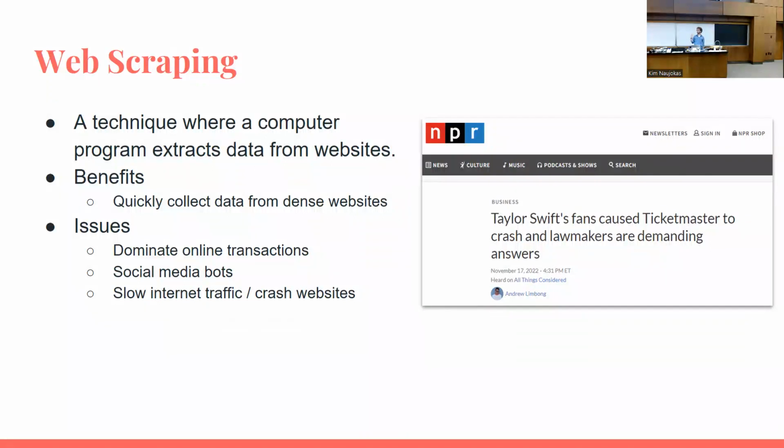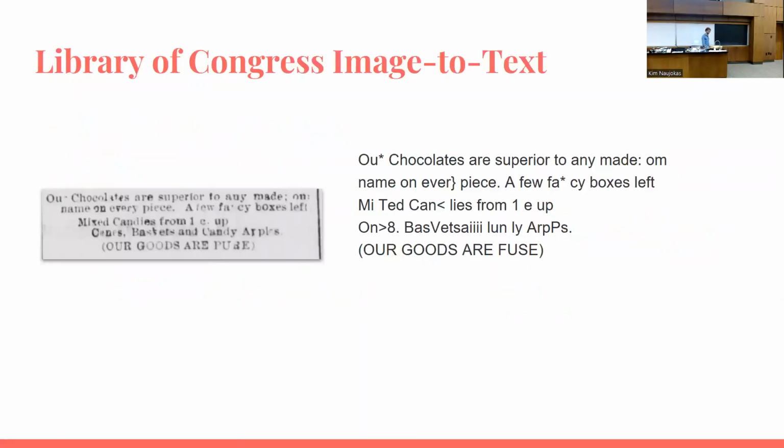All right, once we get our web scraper up and running, we're able to pull down our data and see what we're working with here. And what our team found was that the image to text ability of the Library of Congress really wasn't that stellar. In fact, it was quite unusable, really. So here's an example I have for you all. It's a chocolate ad. And we can see that the image to text makes a lot of mistakes.